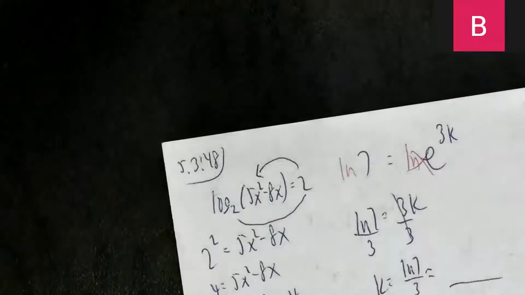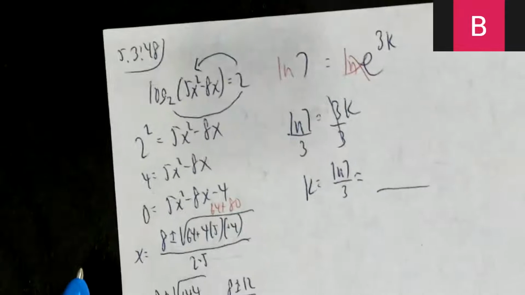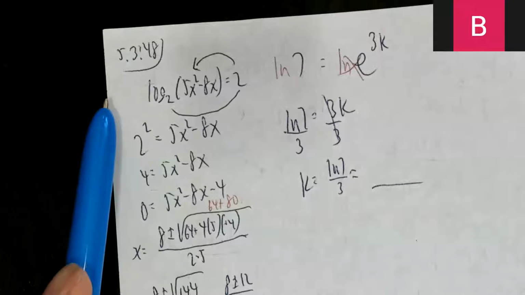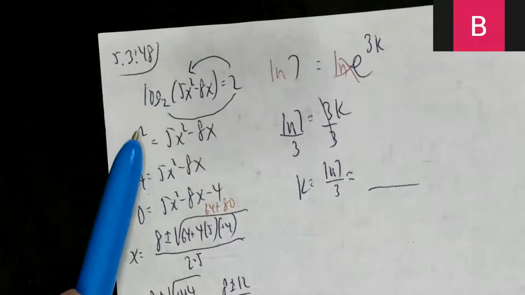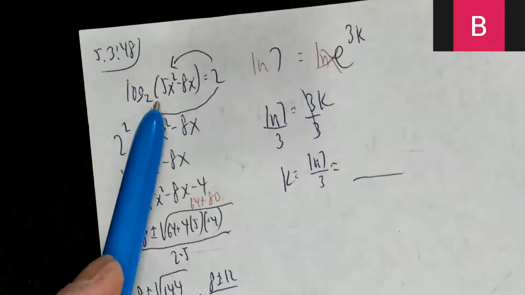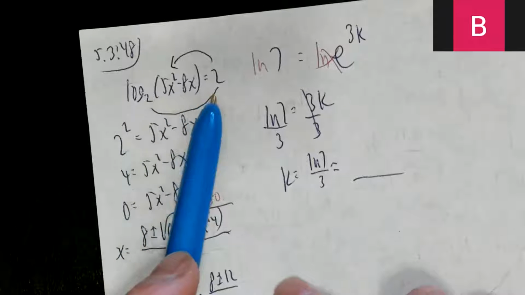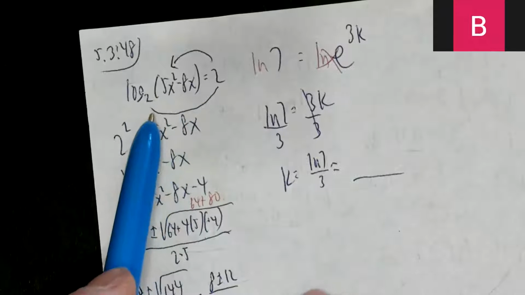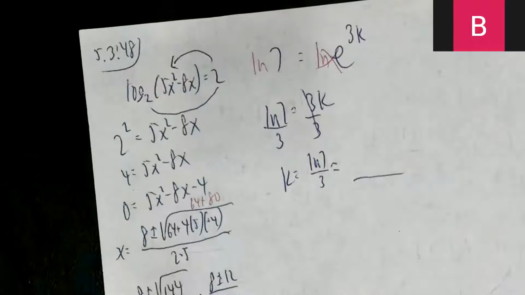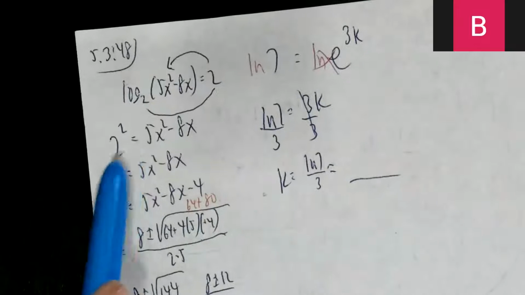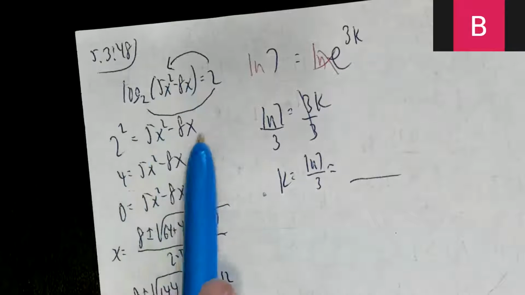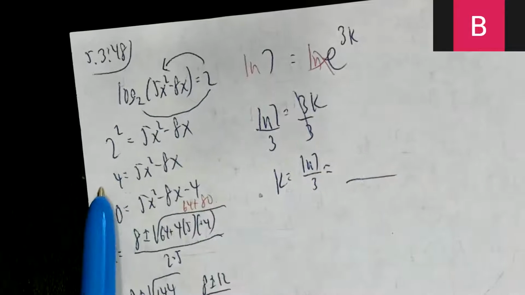Okay, 5.348. Yes, I know it's an even, but illustrate something. Log base 2 of 5x squared minus 8x equals 2. So unscramble it. 2 to the second power is equal to all this stuff. So we get rid of the log, right? We don't like logs. So write it without the log. 2 squared equals all this. And 2 squared is 4.